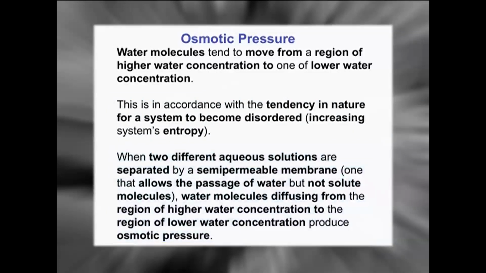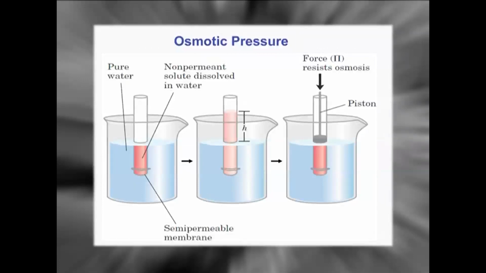Now, if two aqueous solutions are separated by a semi-permeable membrane, that is a membrane that allows the passage of water molecules only, or solvent molecules in general, but not the solute molecules, then water molecules will diffuse from the region of higher concentration to that of lower concentration, and in this way it would produce a force which is called osmotic pressure. Now there is a simple experimental design to determine this osmotic pressure.